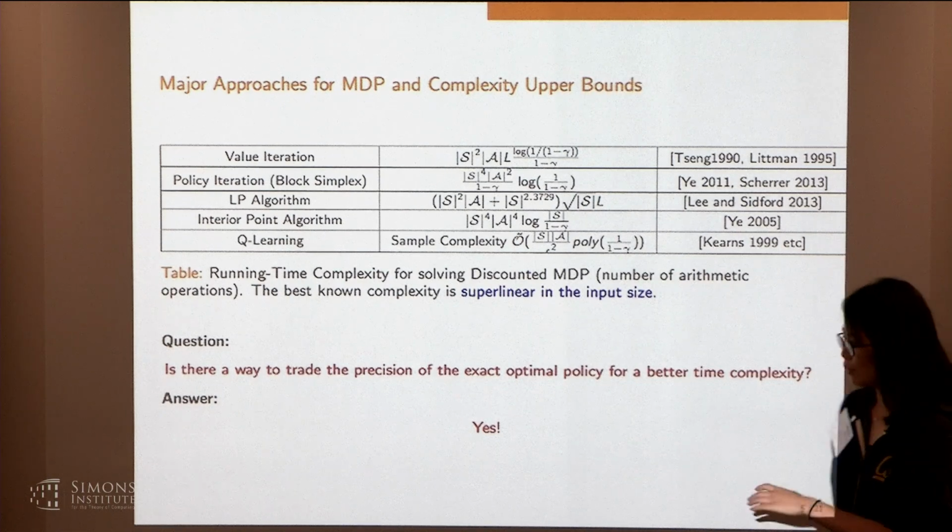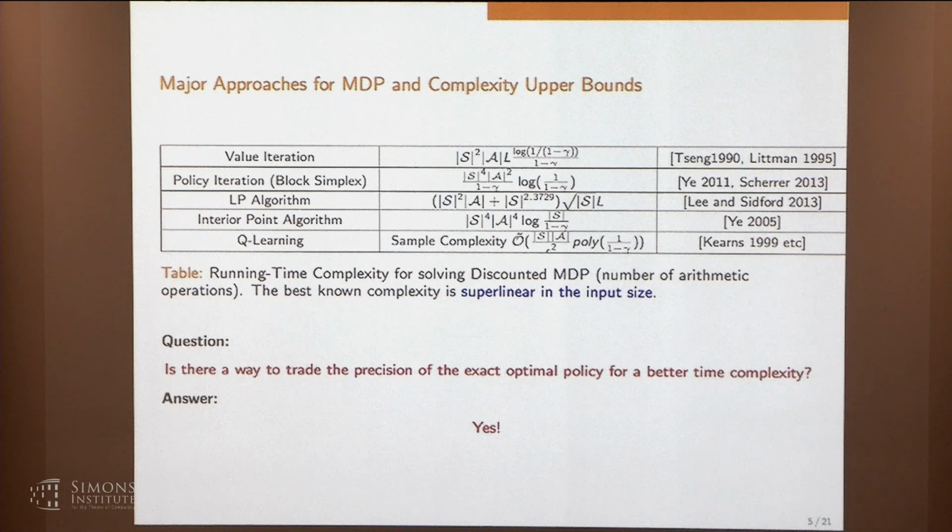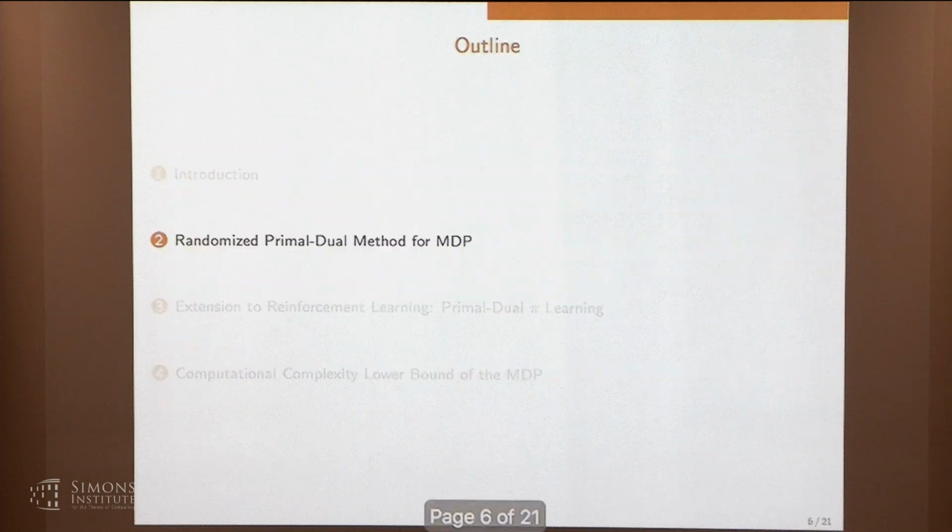So basically, the question we want to ask is, can we trade the precision of the exact policy for a better runtime? Say that I'm happy with a 90% optimal policy, maybe 80%, and that's good enough. I will be happy with such an approximate policy, and I really want my runtime to be way smaller than those superlinear time complexities. Okay, so this is the motivation. The answer is yes, otherwise I wouldn't raise that question.